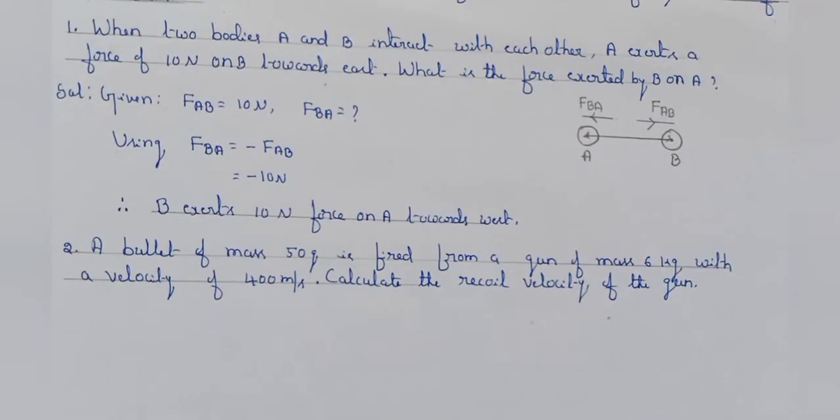Next question. A bullet of mass 50 gram is fired from a gun of mass 6 kg with a velocity of 400 meter per second. Calculate the recoil velocity of the gun. Here, let the mass of the bullet be m1 and its velocity v1, and the mass of the gun be m2 and its velocity v2.